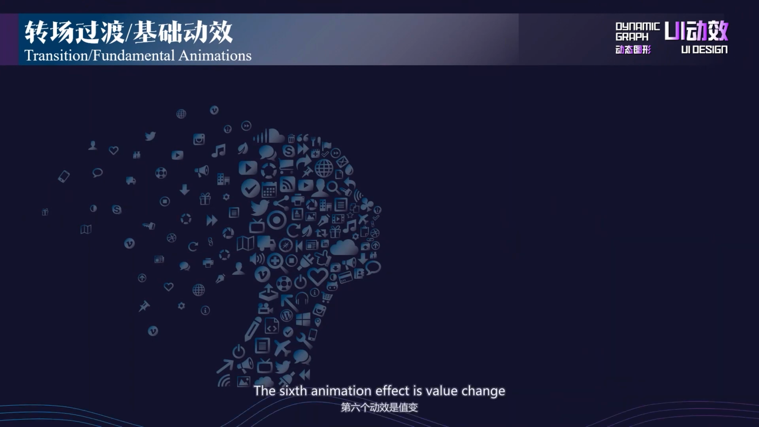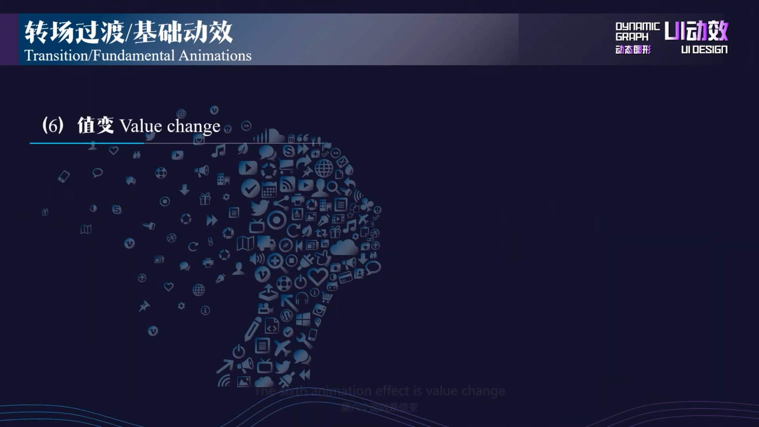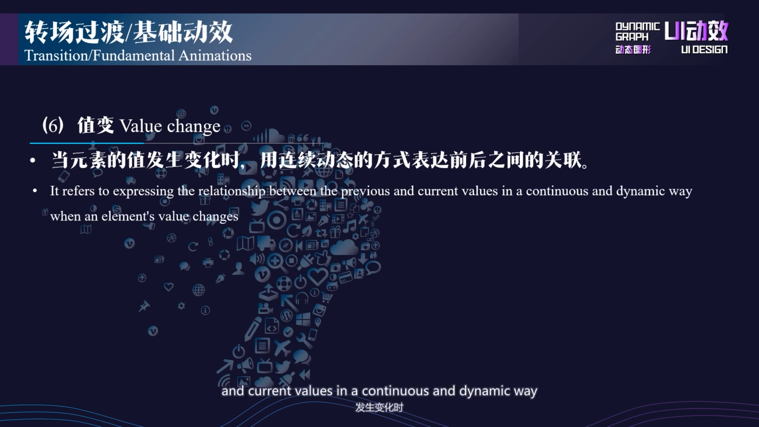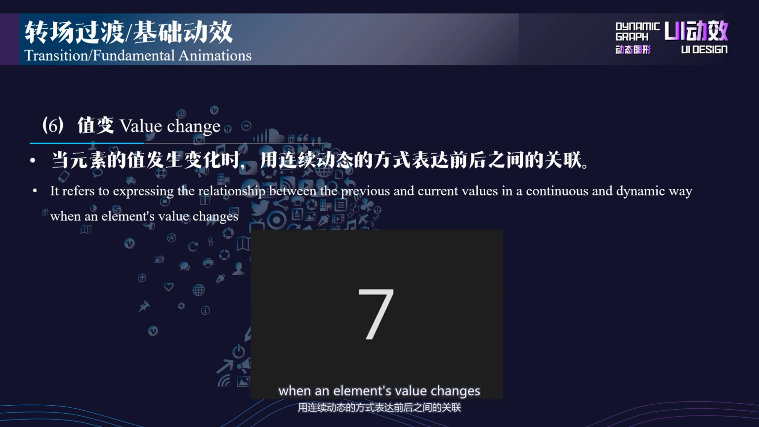The sixth animation effect is value change, which is quite commonly used in interface animations. It refers to expressing the relationship between the previous and current values in a continuous and dynamic way. When an element's value changes, this animation can be used whenever our interface involves numbers.